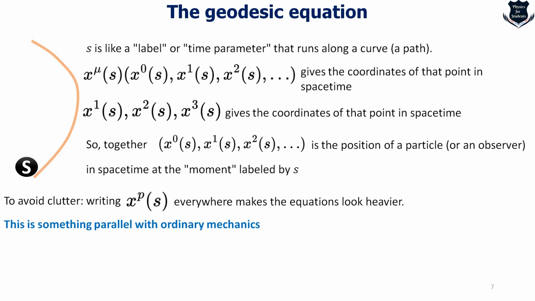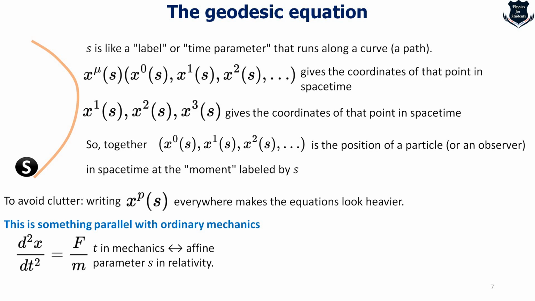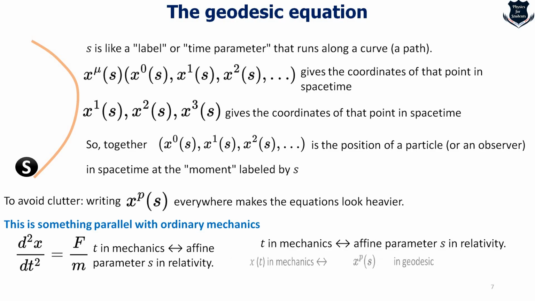This is something you can find similar in ordinary mechanics, that d squared x by dt squared is equal to F by m. So t in mechanics we can say is like the affine parameter s in relativity. Do we repeat the t? Well, we don't. So t in mechanics is similar to the affine parameter s in relativity, and x of t in mechanics is similar to x to the p of s in the geodesic. That is why we don't write x raised to the power p of s, but rather just xp. So we assume that it is known.